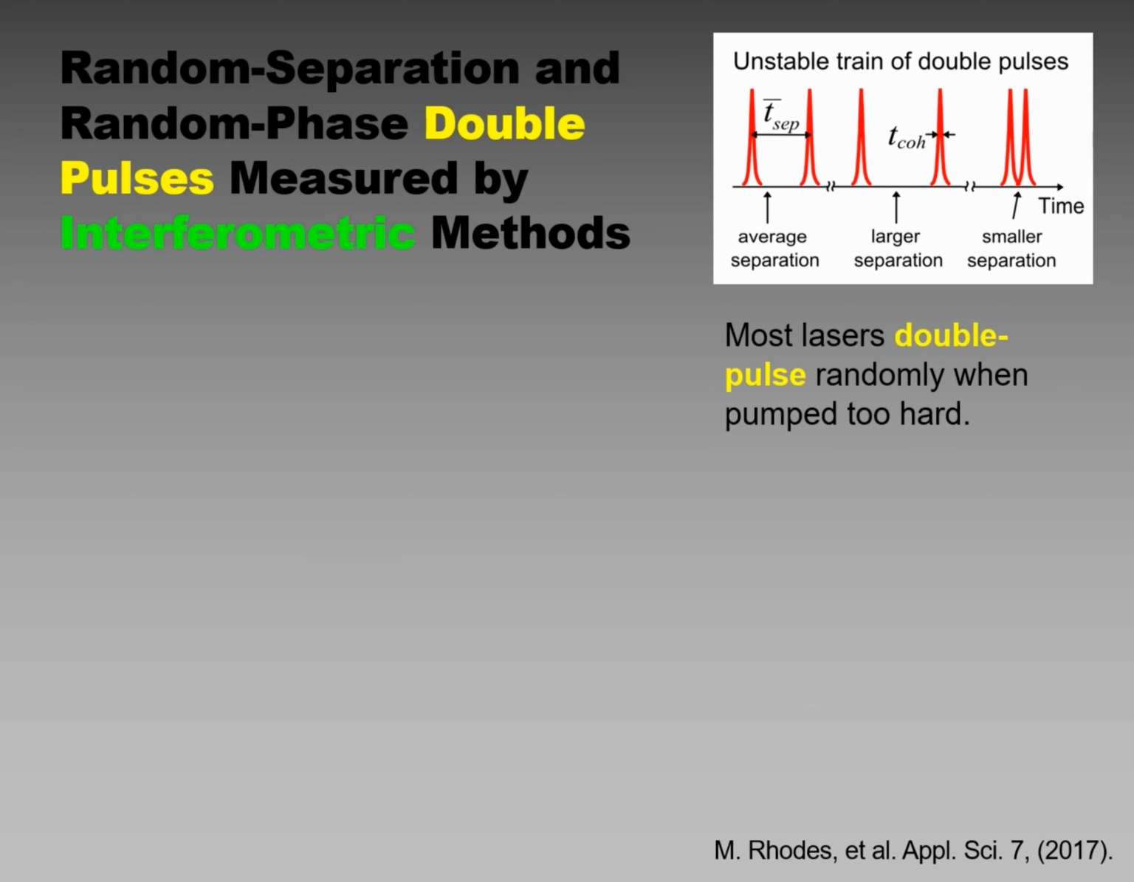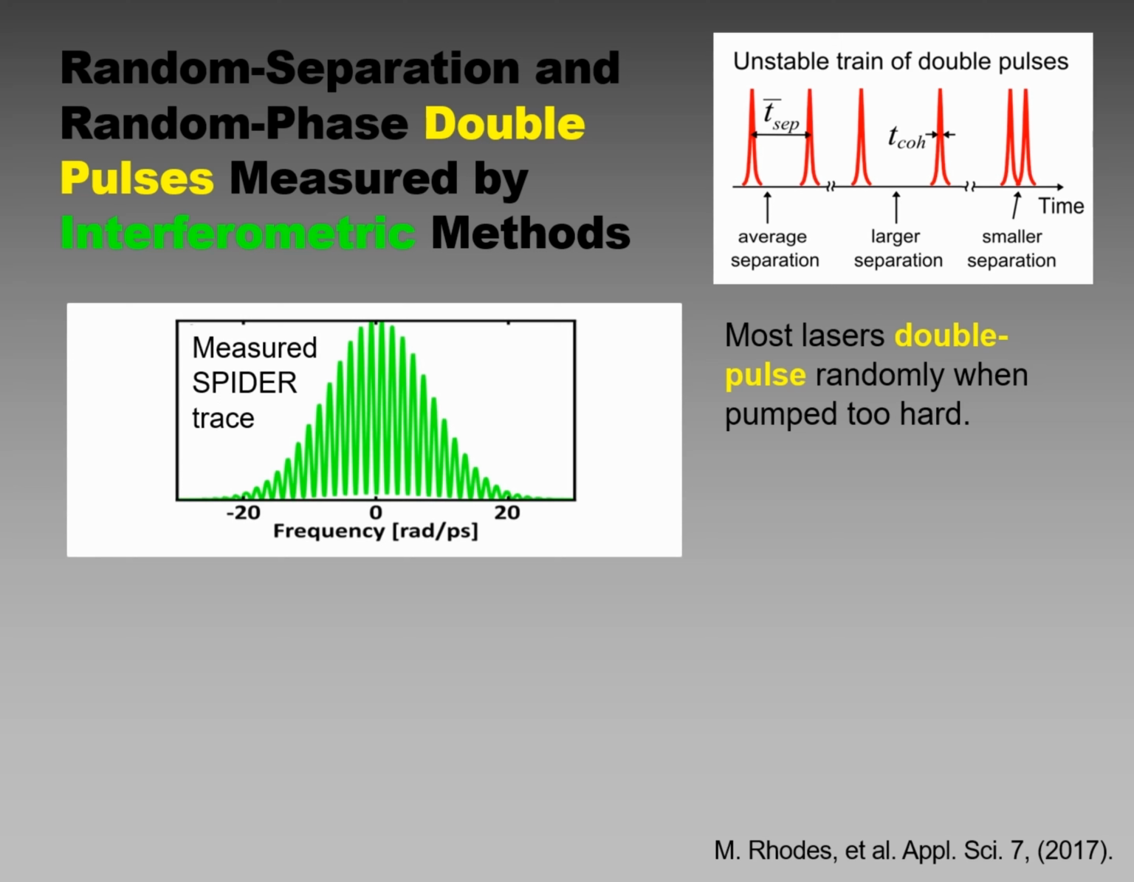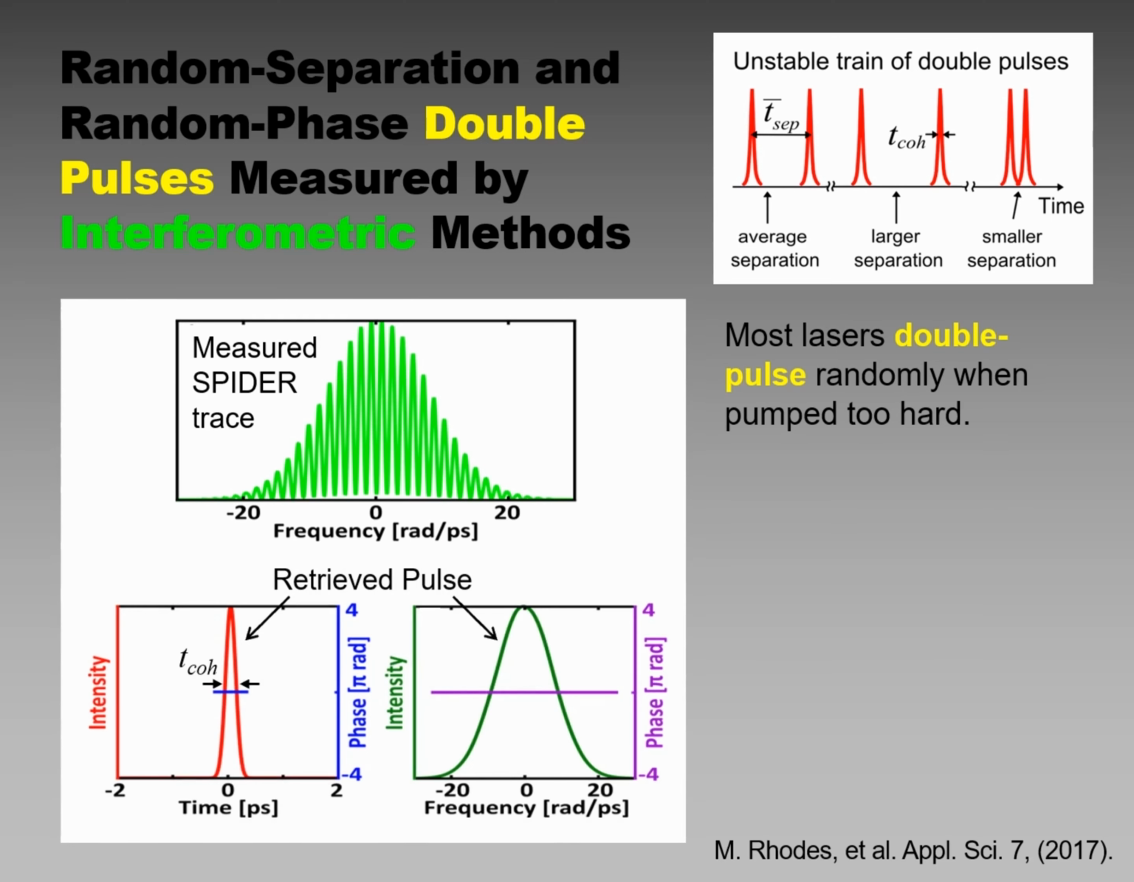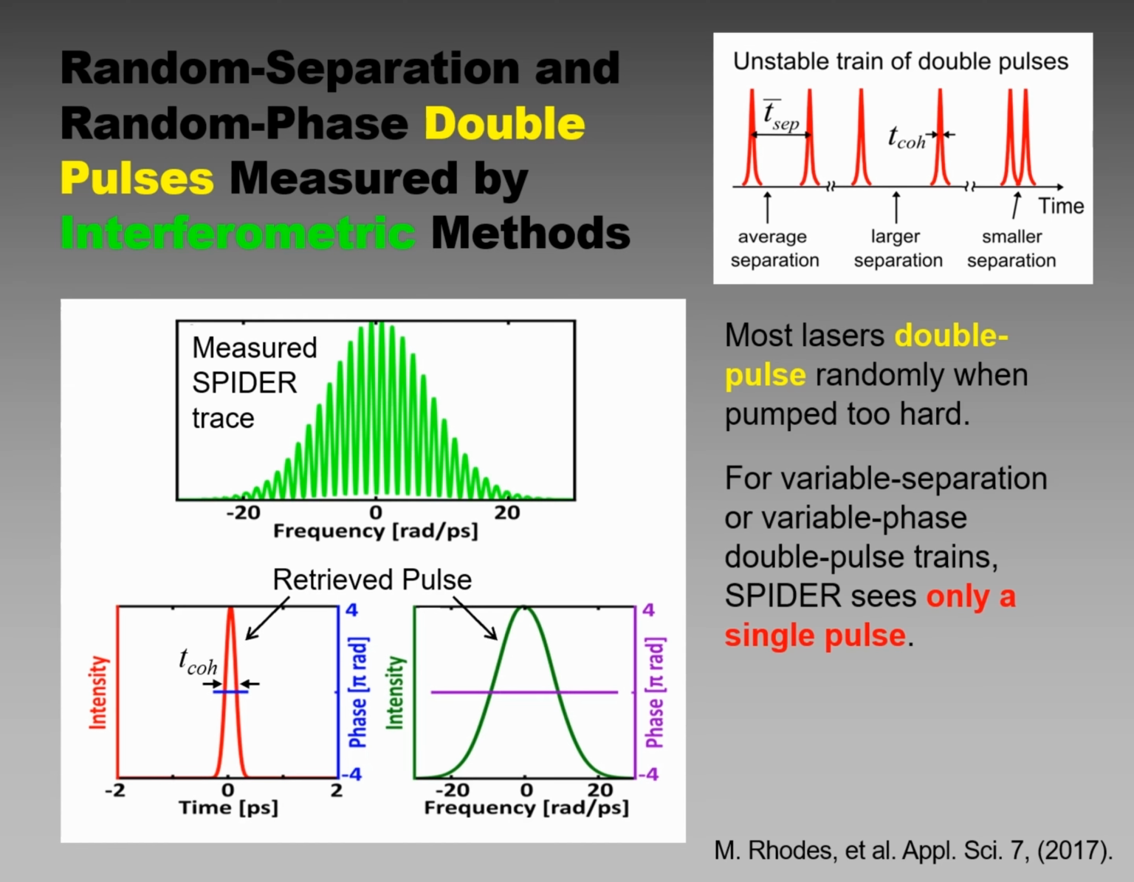Another interesting case is double pulsing with random separation or random phase between the pulses. Most lasers double pulse randomly when pumped too hard. Here we see the SPIDER trace of a train of double pulses with random relative phases. Notice that the trace is identical to that of a single pulse. And here are the SPIDER retrieved intensity and phase versus time and frequency. SPIDER retrieves only a single pulse with no hint of the other pulse, and SPIDER retrieves a flat spectral phase along with the single pulse. Again, only the coherent artifact, not the actual pulse.